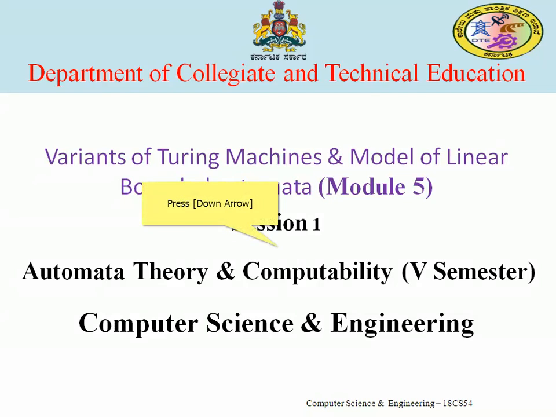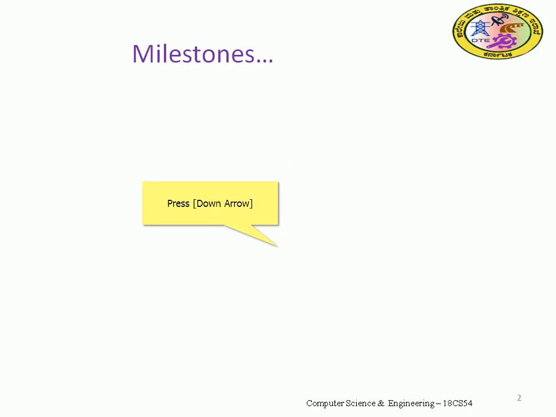Going to be discussed in module 5 of automata theory and computability, that is variants of Turing machine and the model of linear bounded automata concepts. So it is going to be discussed in the subsequent slides. The presentation milestones are as follows.